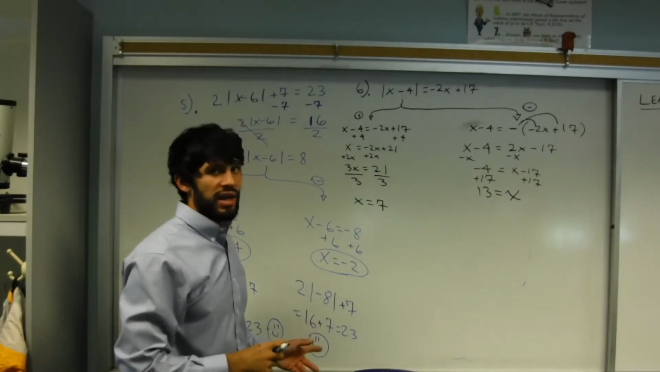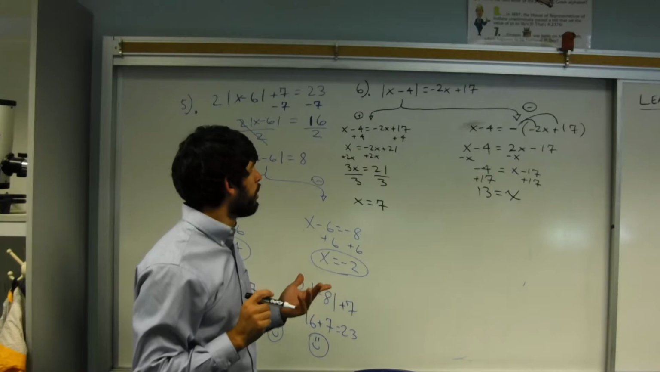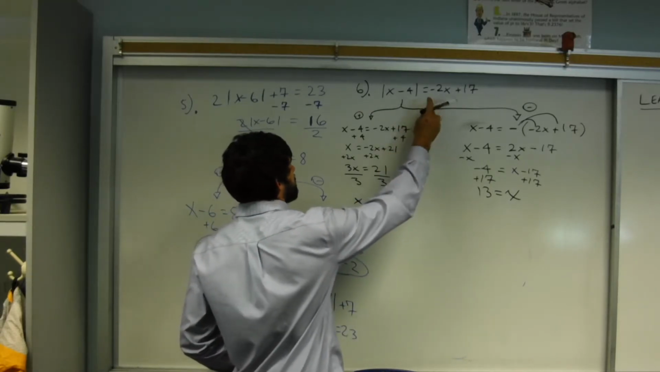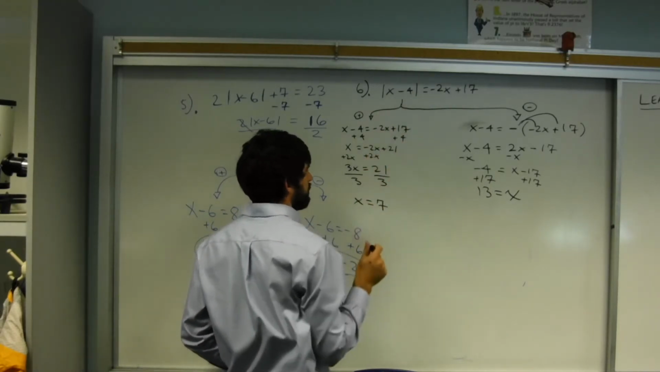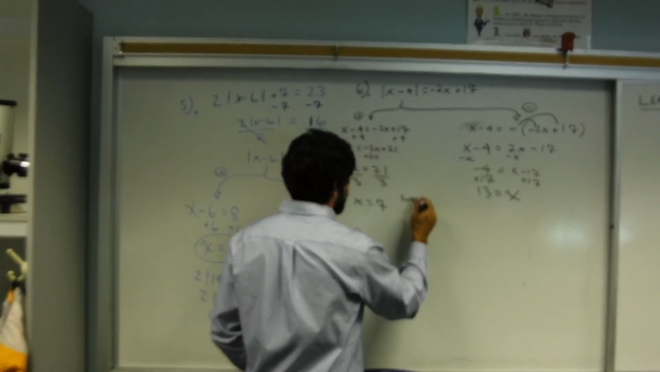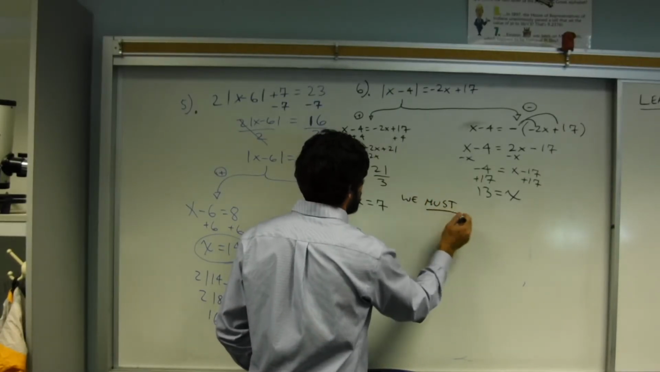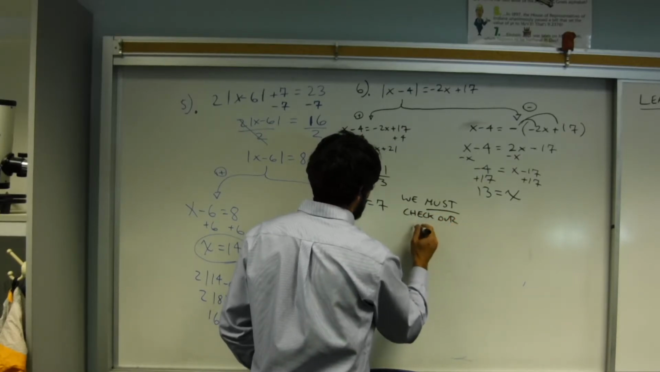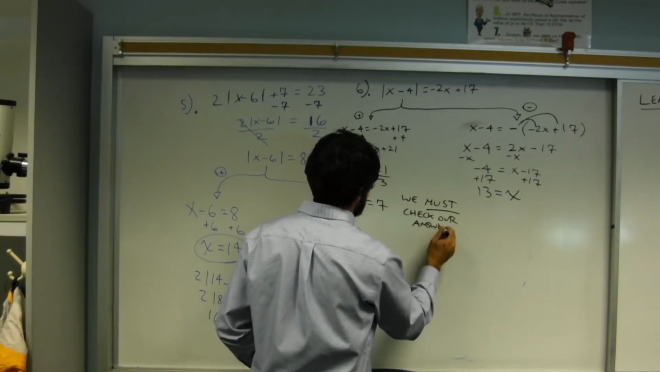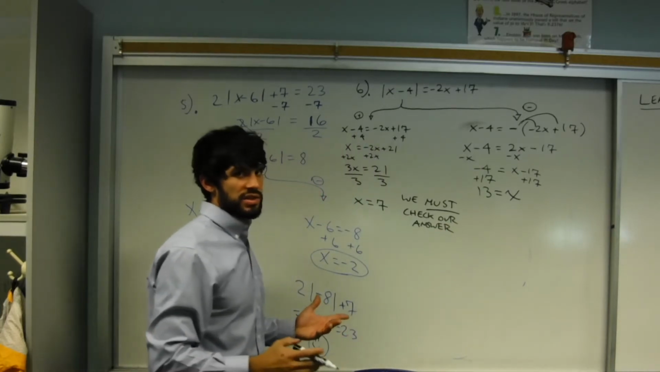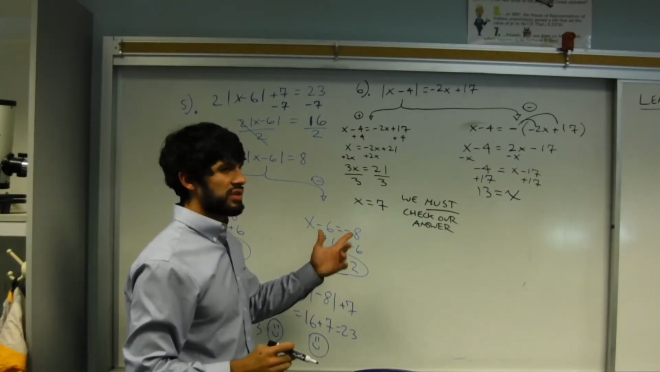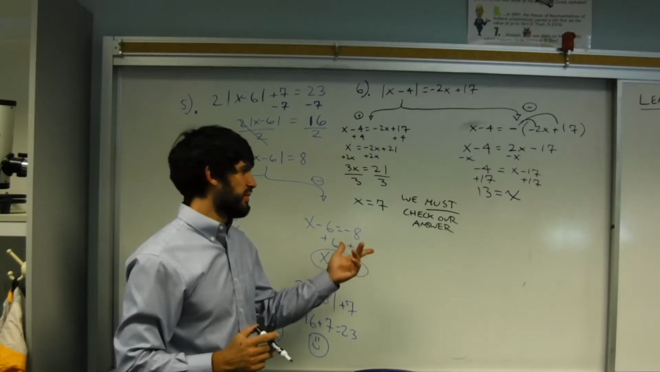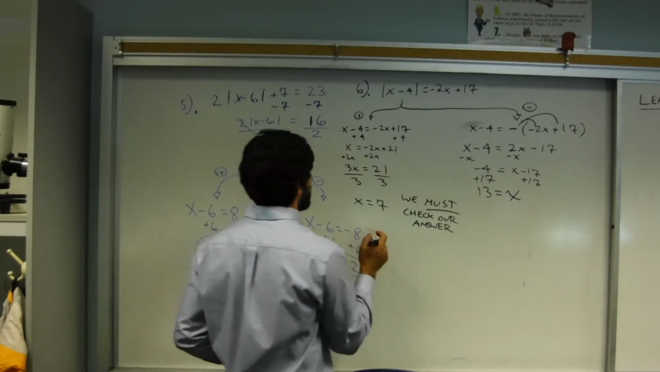But our work is not yet done. When we have another x outside the absolute value, we must check our answer. This isn't optional. It's not just good practice. There's a chance that one of our solutions is not going to work, and we're going to have to eliminate that answer. So let's check it out.